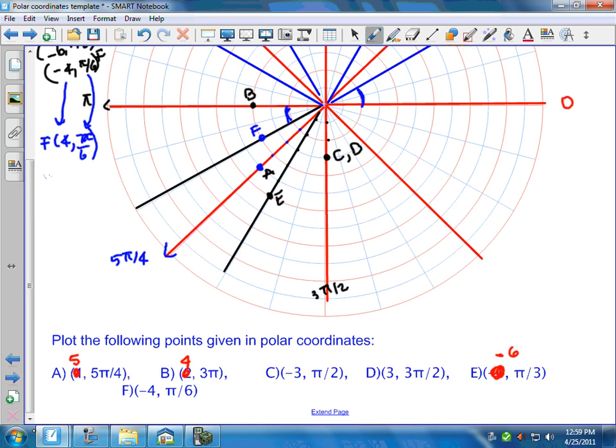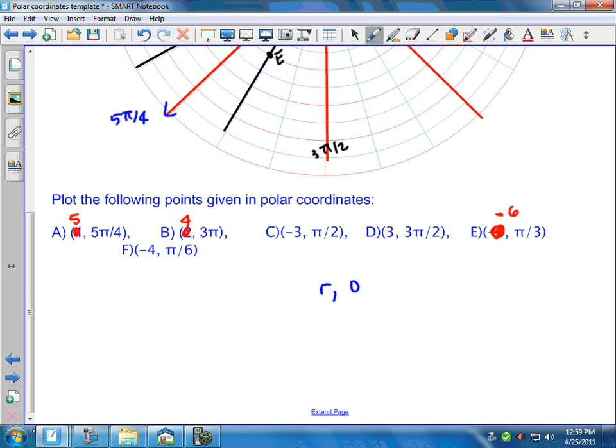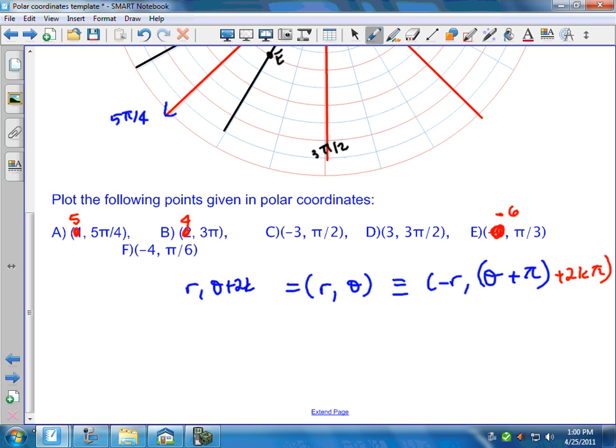Typically, if you want all general representations of a point r comma theta, you can represent them by, so these are going to be equivalent points, negative r comma theta plus pi. And of course, then you can add 2k pi, because every time you go around the circle of one full revolution, you'll get to the same location. And same thing here, you can add 2k pi to this. That will be also equivalent. So when they ask me for all representations, typically it's going to be this one and this one.